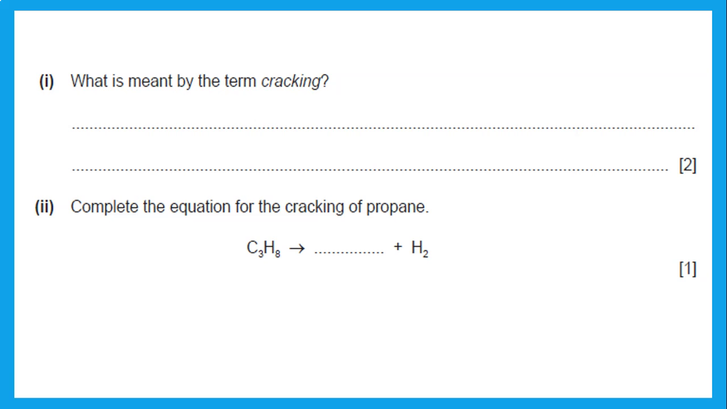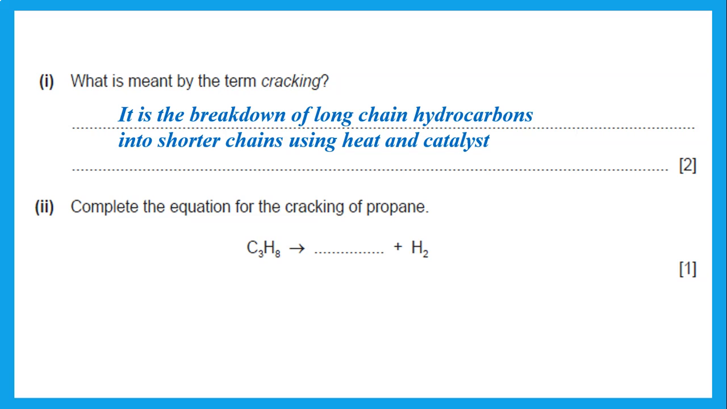What is meant by cracking? Remember definitions. Cracking is the breakdown of long chain hydrocarbons into shorter chains using heat and catalysts. We said we start with a long chain and we use heat, 400-700 degrees Celsius, and an aluminium oxide catalyst, and we break it up into a shorter chain.